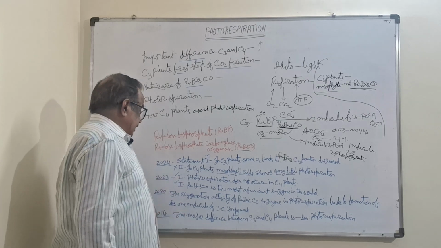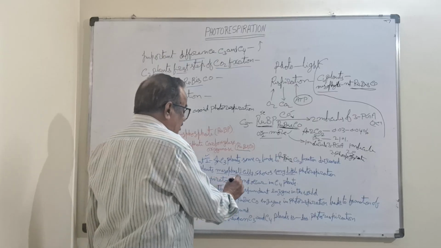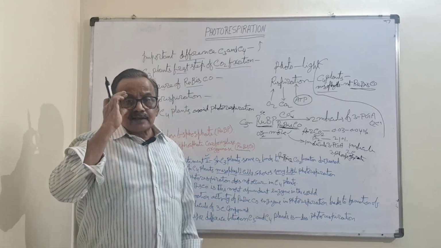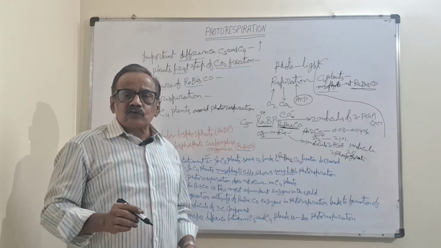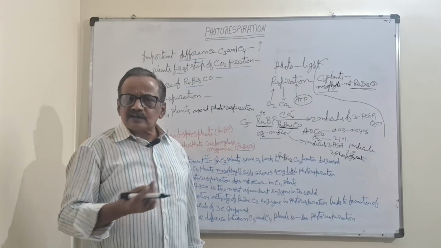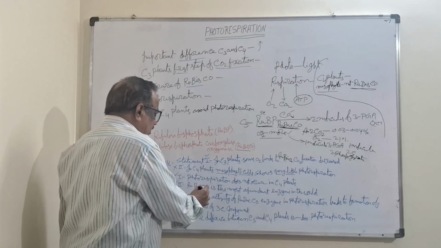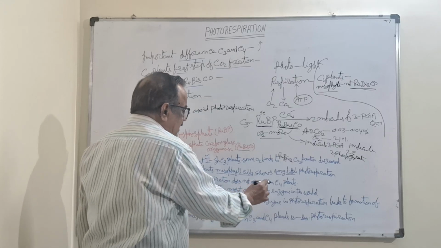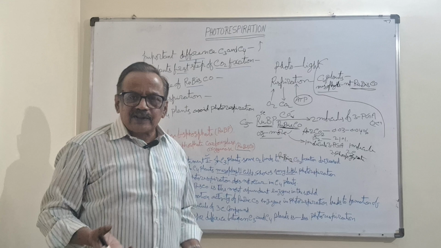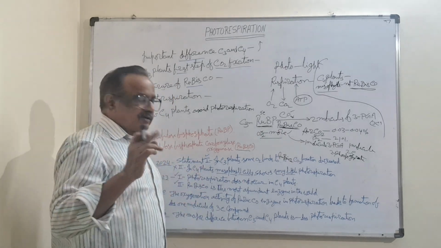And in 2023 he has given one more question. Statement 1, photorespiration does not occur in C4 plants. Yes, it is true, because they do not have RuBisCO in the mesophyll cells. We already discussed that, so it is correct. Second statement, RuBisCO is the most abundant enzyme in the world. Yes, not only enzyme, it is the most abundant protein also. That also I discussed. So both statements are correct in 2023.